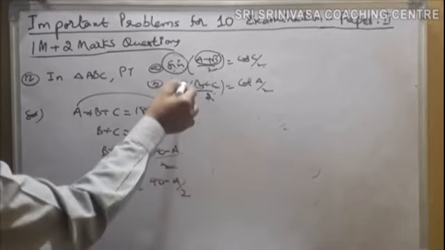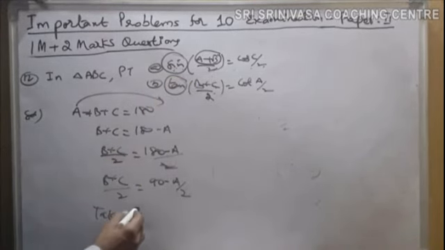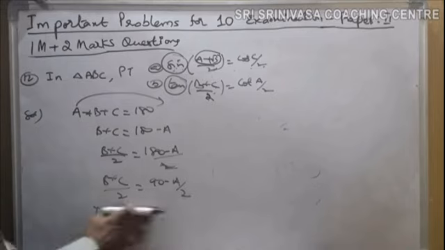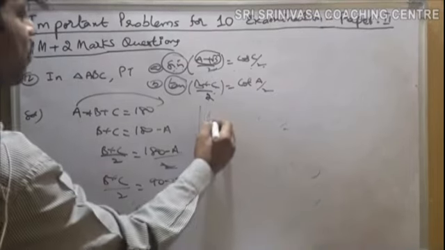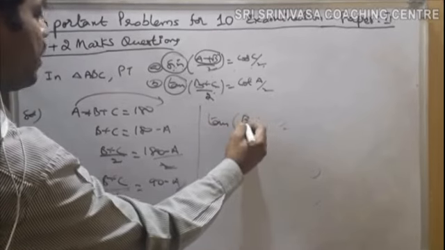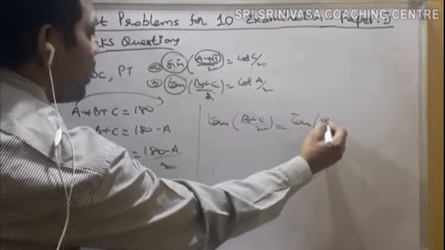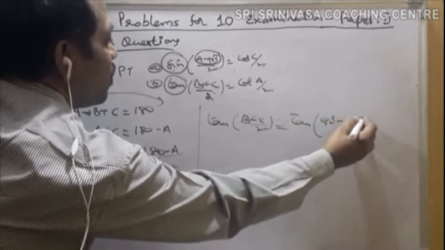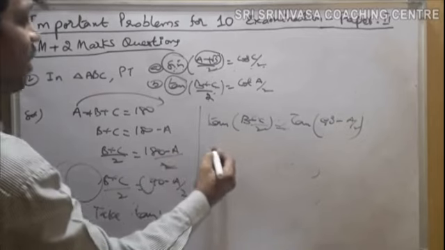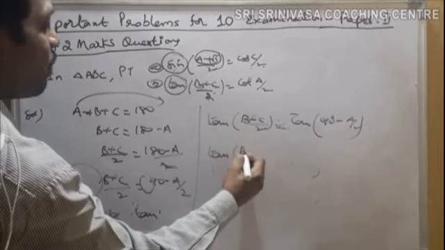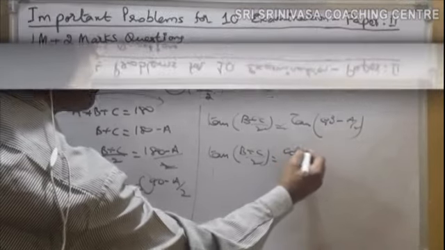Since my LHS contains tan, I'll take tan on both sides. So therefore what will we get here? Tan of (B plus C) by 2 equal to tan of (90 minus A by 2). So what I'm doing here, I'm taking tan here as well as here. So tan of (B plus C) by 2 as it is. Tan (90 minus theta) can be written as cot of A by 2.